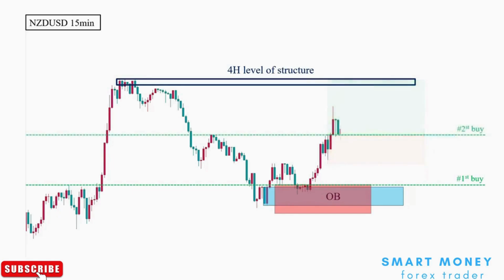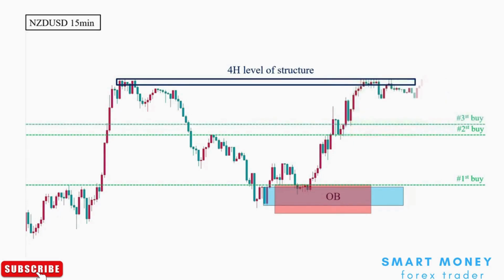Again, we have another order block, so we place another one. But this is optional and never try it before backtesting enough and gaining the required confidence.